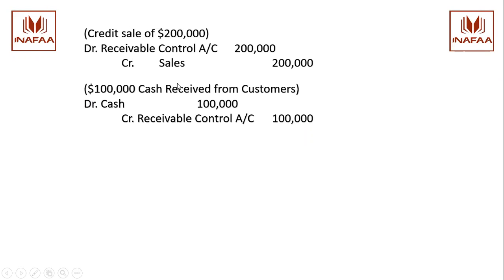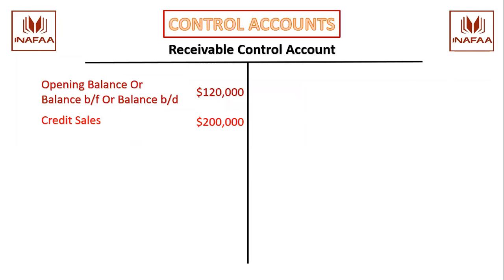Cash will be recorded in the cash book, but we are not currently studying the cash book, so we will only post this transaction into the receivable control account, and receivable control account is being credited with $100,000. The reference would be cash. So I will record $100,000 on the credit side of the receivable control account, and the reference is cash received, or you can write the simple word cash. So this transaction is also posted.